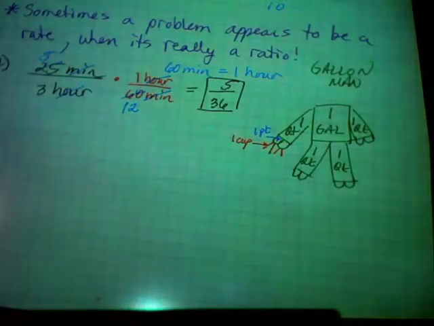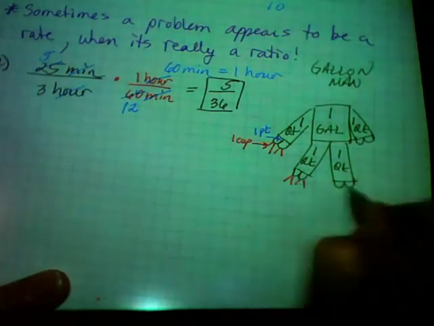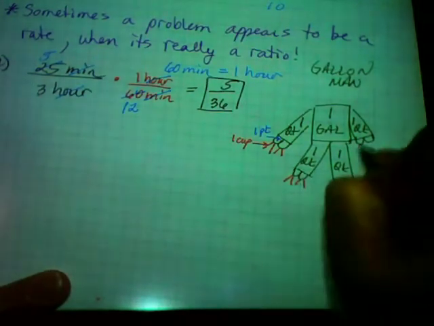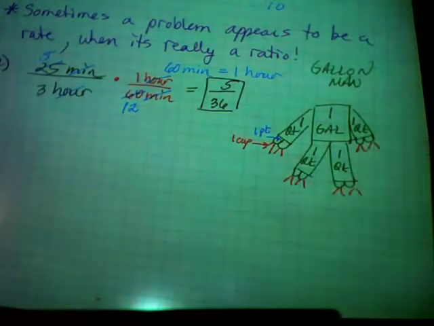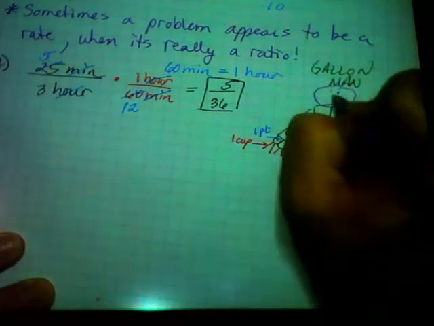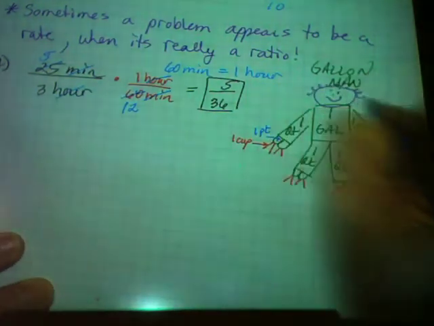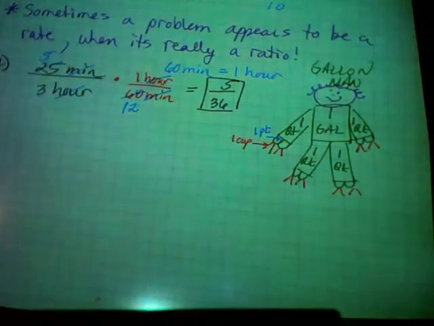That means that there are 4 cups in a quart, 2 cups in a pint, right? And each of these have 2, 2, 2, and 2. So how many cups are in a gallon? 16. It's very easy to visualize once you know how Gallon Man is set up. Now here's his head. There's your Gallon Man.